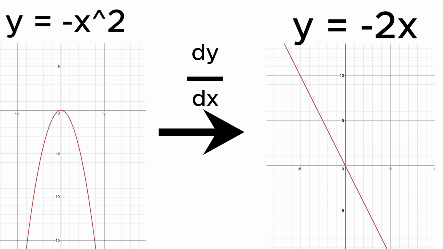Here's how the two graphs look side by side. This tells us that at any point on the curve, the slope is 2x. If x is equal to 3, the slope is 6.